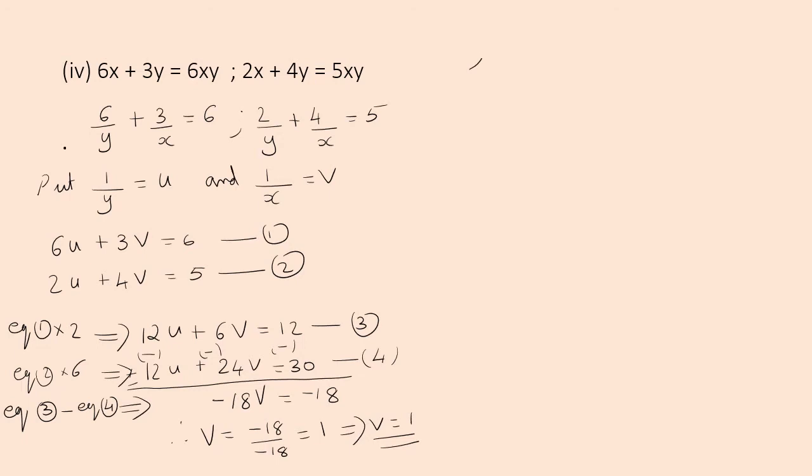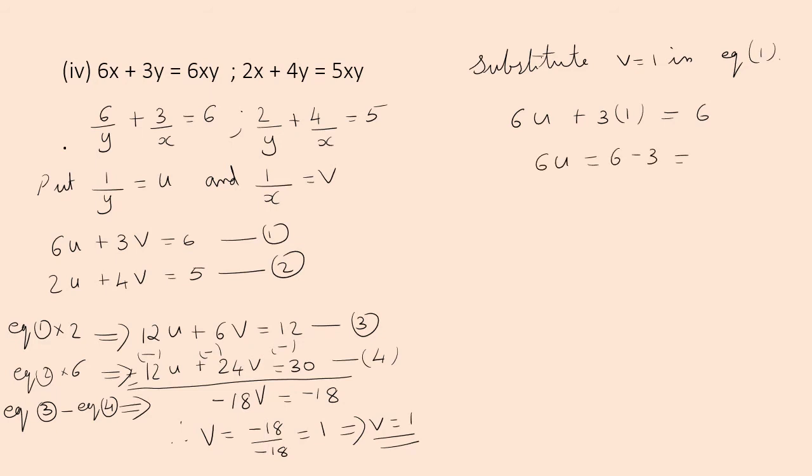Now you have to substitute v equal to 1 in equation 1, that is 6u plus 3v, that is 3 multiplied by 1, equal to 6. That is 6u equal to 6 minus 3, that is 3. u equal to 3 upon 6, that is equal to 1 upon 2.